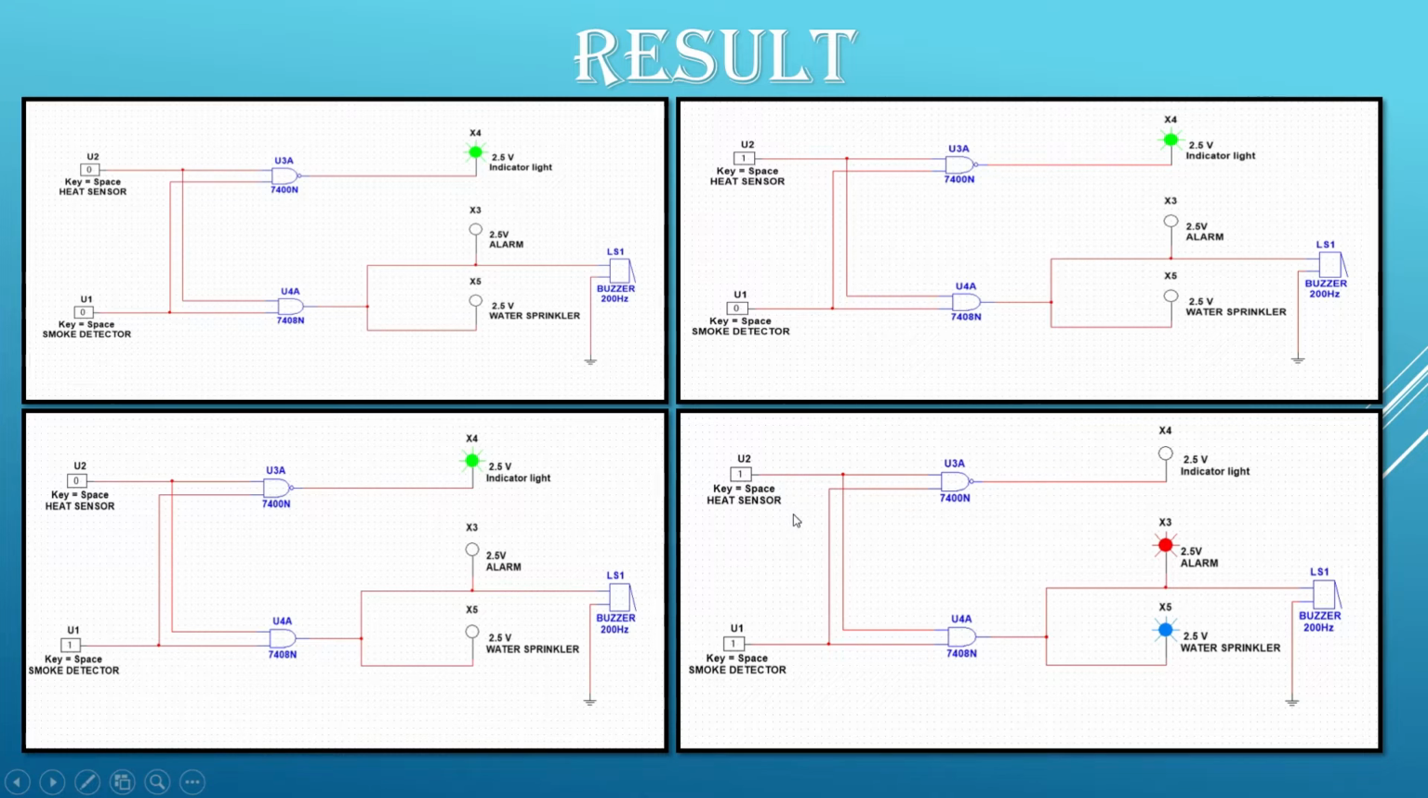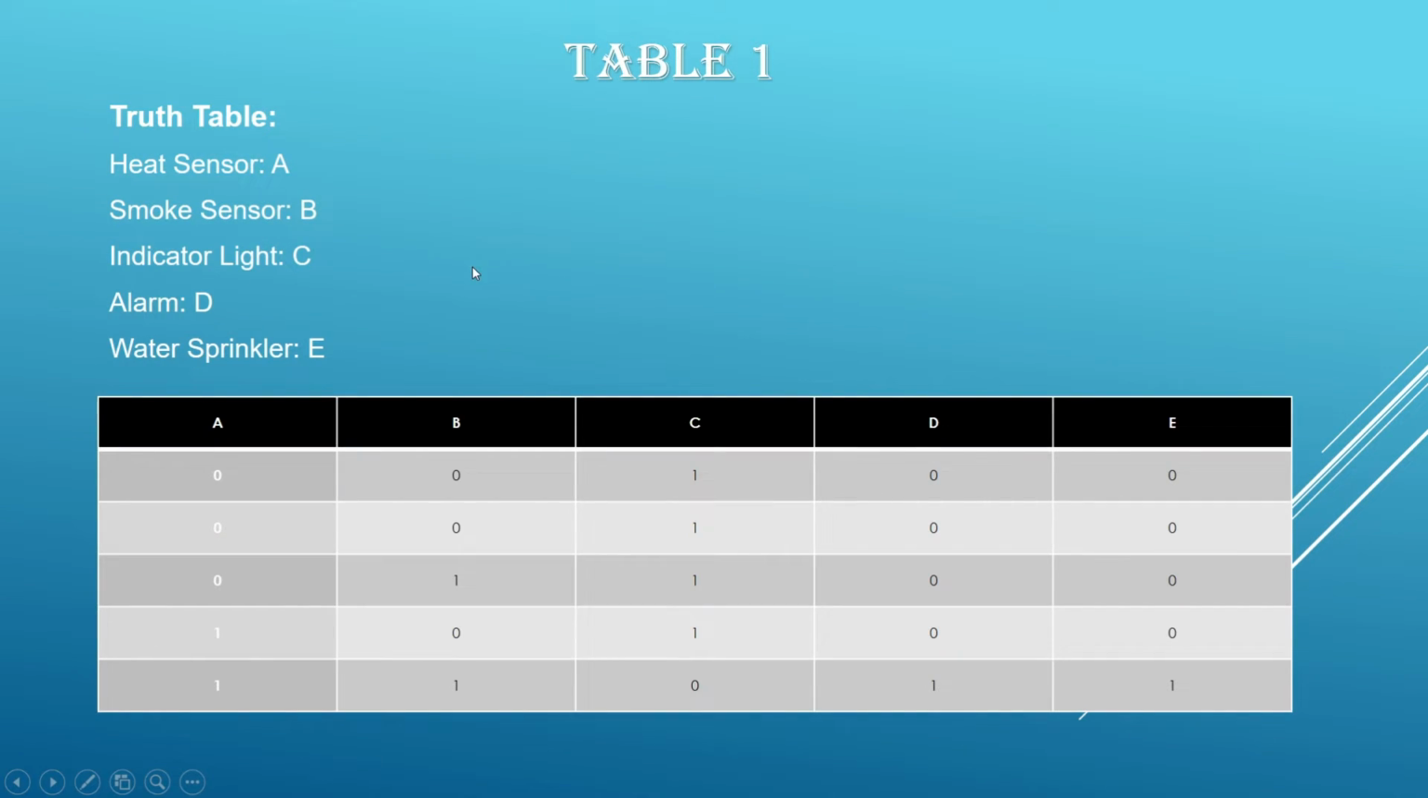When both sensors, the heat sensor and the smoke detector, detect the heat, fire and smoke at the same time, the indicator light will turn off, and the lights of the alarm and the water sprinkler will be bright. So this is the truth table for the mini project. I consider the heat sensor as A, the smoke sensor as B, the indicator light as C, the alarm as D, and the water sprinkler as E.